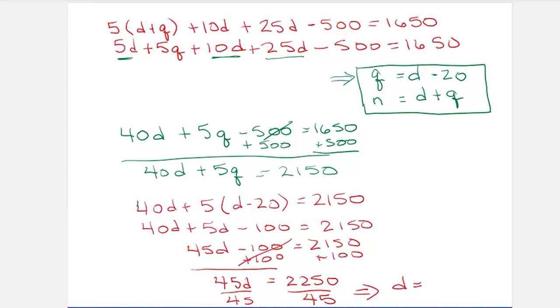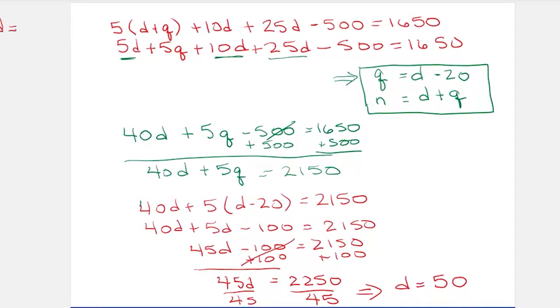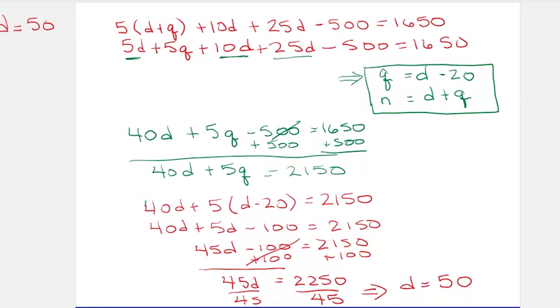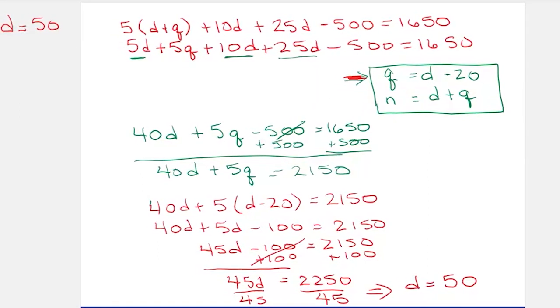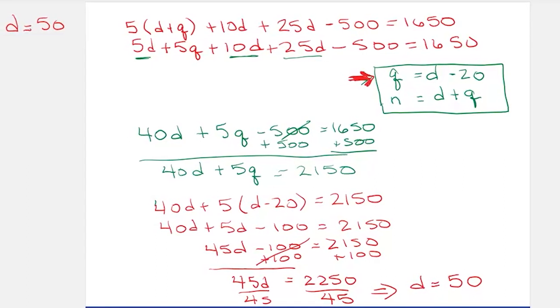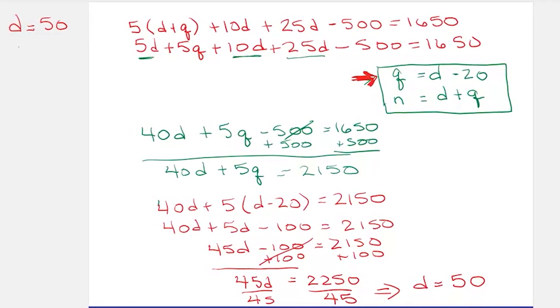Let me actually get my calculator out for this, so I don't make any mistakes. 2250 divided by 45 equals 50. So that means I now know I have 50 dimes. Now I can go to my first equation, because I know I have 20 less quarters than dimes. So the number of quarters I have is 30.